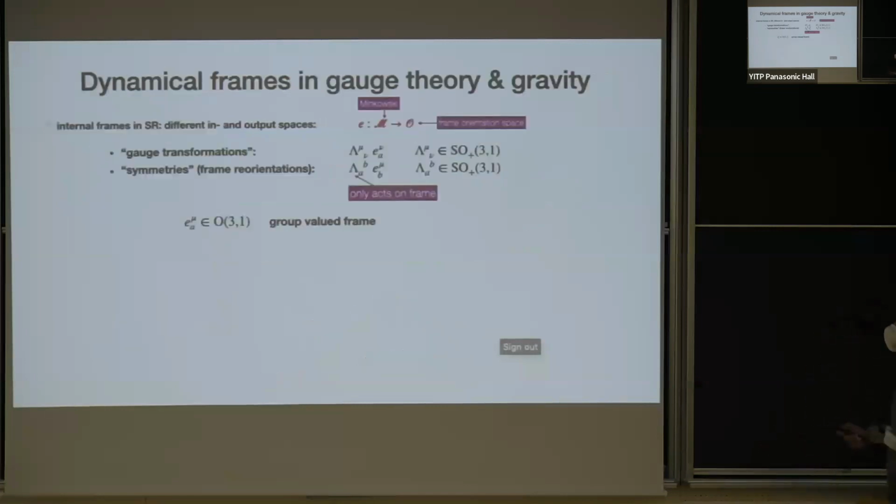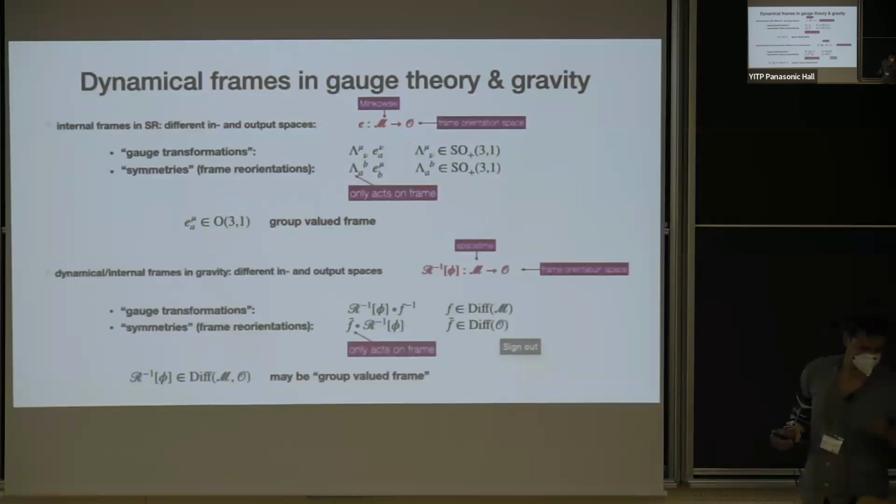And so this here is what I've just described. Now, what we're going to be looking at in general covariant theories is, well, frames that are associated with a diffeomorphism group. And so they're going to be maps from space-time into something that we can call frame orientation space. So they're also going to have different in and output spaces, just like the tetrad also has different in and output spaces.